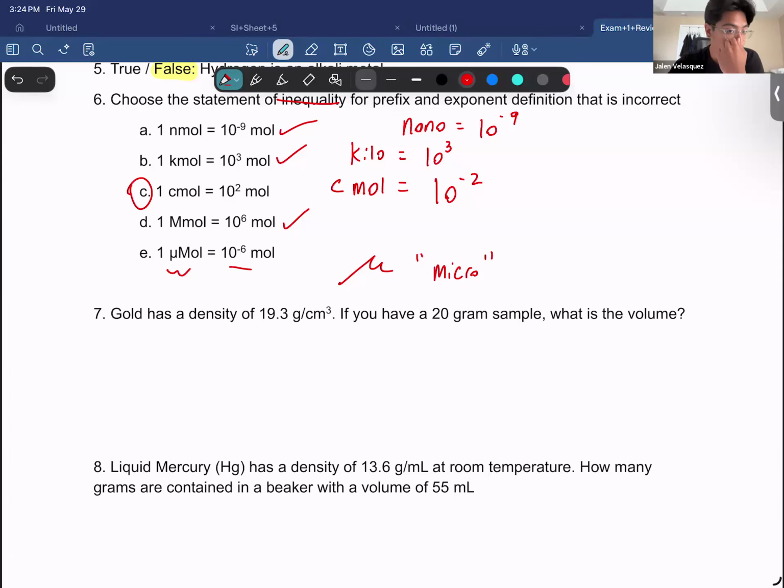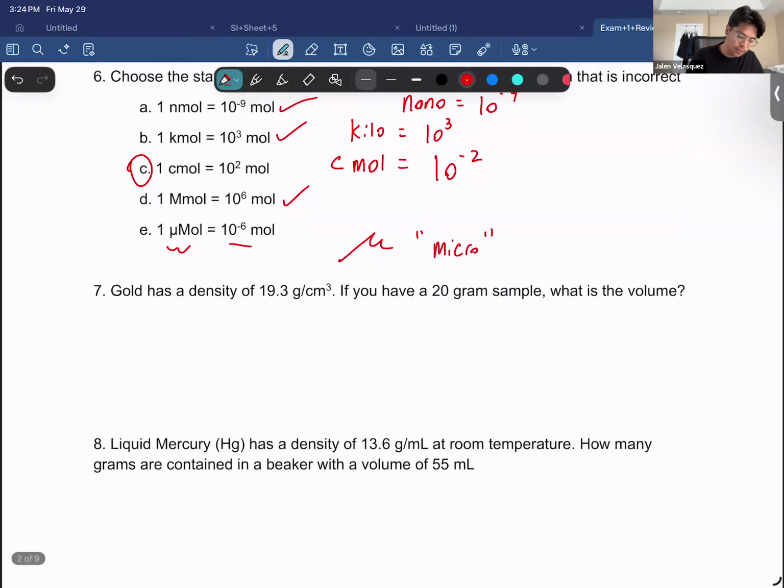So number 7 says that gold has a density of 19.3 grams per cubic centimeter. If you have a 20-gram sample of gold, what is going to be the volume? I'll give you a moment to work on that, and also some time to fill out the attendance form in the chat. Just to get you set up for number 7, we know we have to use the density equation. All right, I'll give you a few moments to do all that, and then we'll reconvene.